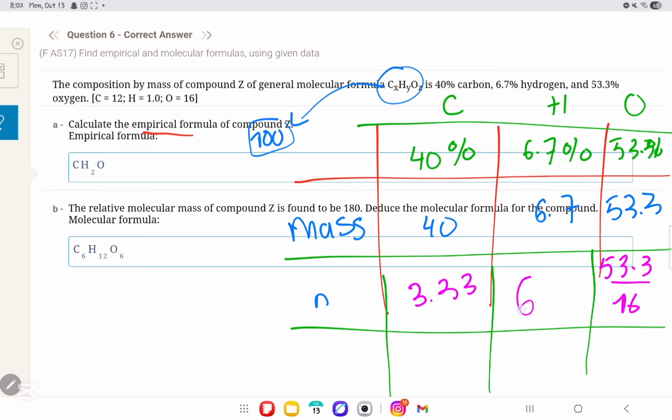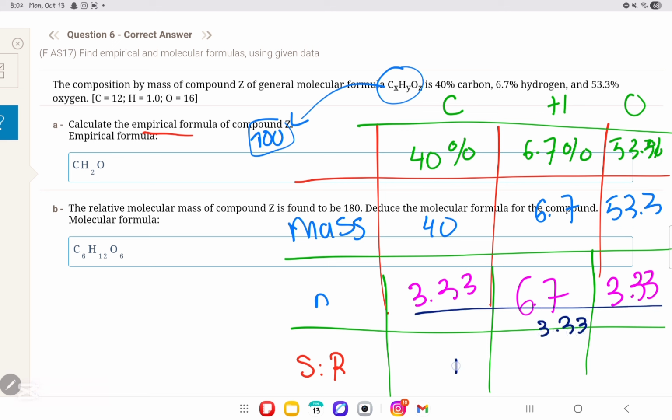This is going to be 6.7, and this is approximately 3.33 as well. So now what do we need to find? We need to find the simplest ratio. How do we find the simplest ratio? Very simply, you divide all of them by the smallest number, which is 3.33, and you're supposed to get 1 to 1. So the empirical formula of the compound is C1H2O1. Okay?